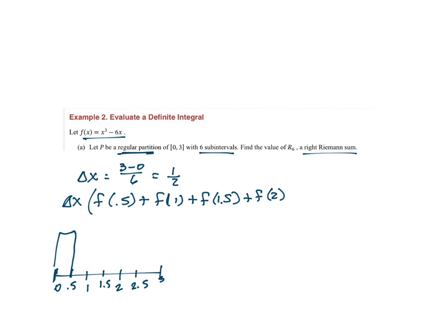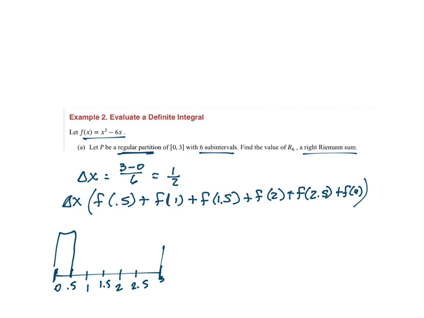all the way. Do I want the value at f of 3? Yes, because it's a right Riemann sum, I want that one. If it was a left Riemann sum, I would have used 0, and it would have stopped at 2.5. Good. Okay, so how do we get these f of values?